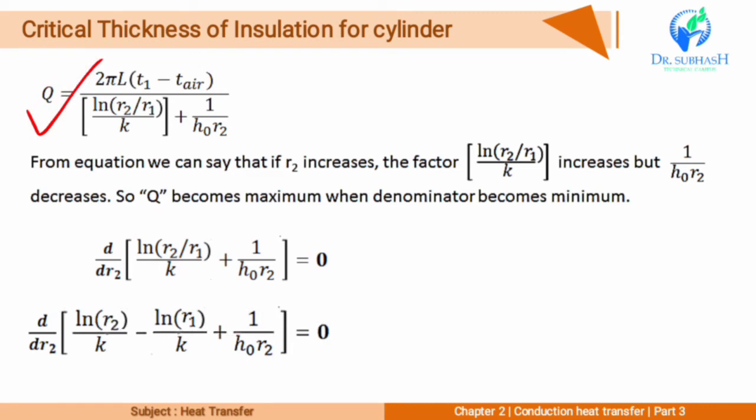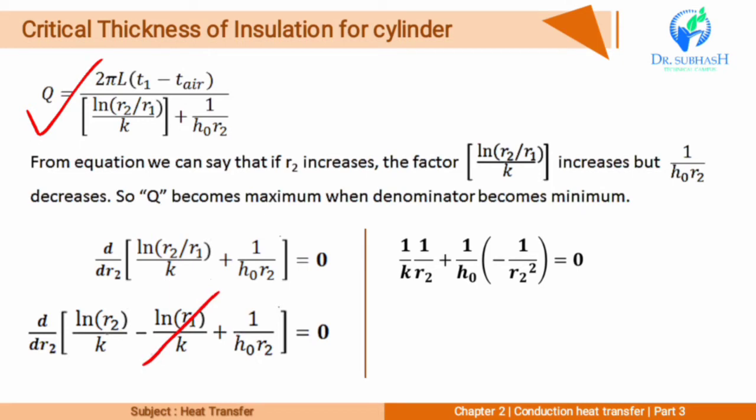So let's simplify it. d/dR2 of the bracket: ln R2 by K minus ln R1 by K plus 1 upon h_o into R2, equal to 0. So derivate the first term, ln R2 by K gives 1 upon R2, plus that term is equal to 0, plus 1 upon h_o inside the bracket, the derivative of 1 upon R2, that we know is minus 1 upon R2 square, and is equal to 0.